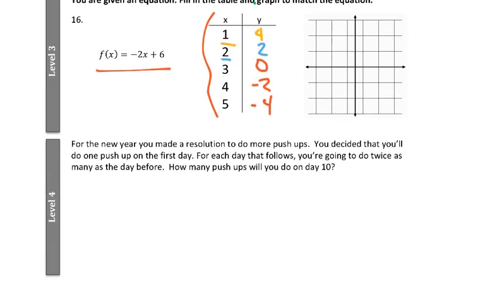Alright, now level 4 is just a really basic story problem. I hope that you can do that. I think you should be able to.